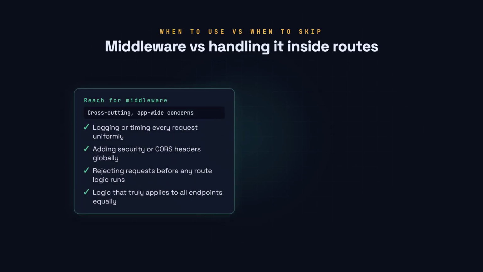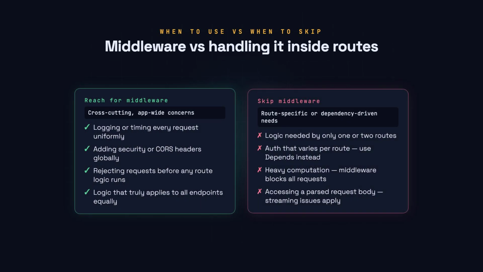Middleware shines when a concern is truly cross-cutting: timing, global headers, blanket request logging. But if the logic only applies to a handful of routes, a FastAPI dependency with Depends is cleaner and more targeted. Also be aware that reading the full request body inside middleware is tricky, because FastAPI streams it, and any slow synchronous work in middleware will block every single request, so keep middleware lean.